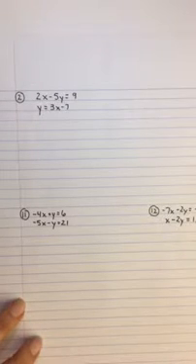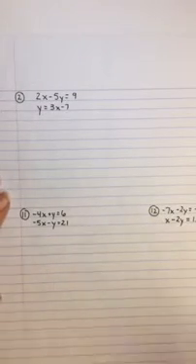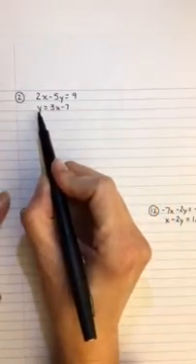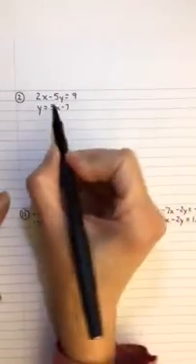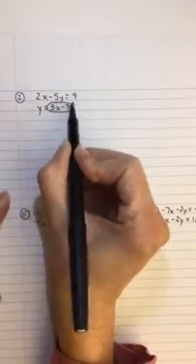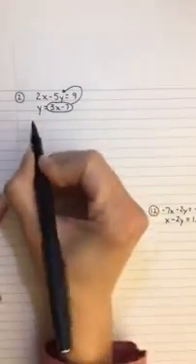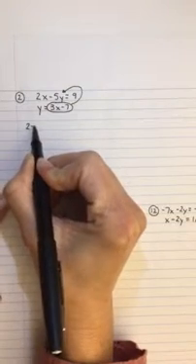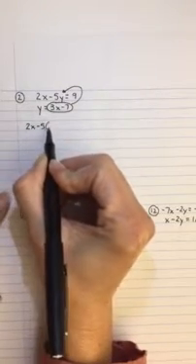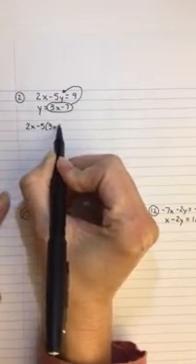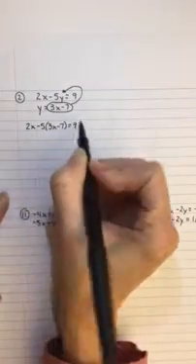Problem 2 is perfect for substitution because there's already a variable that's isolated. The y is by itself. So I'm going to take what y equals and put it in place of y in my top equation. That gives me 2x minus 5 times the quantity 3x minus 7 equals 9.